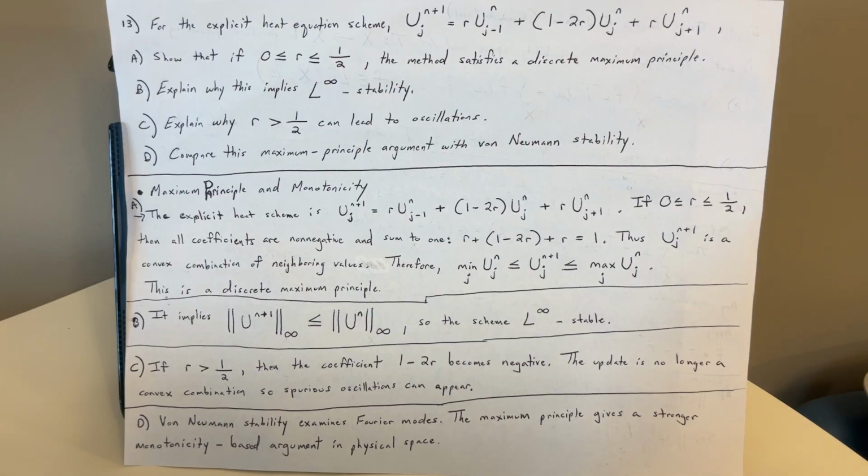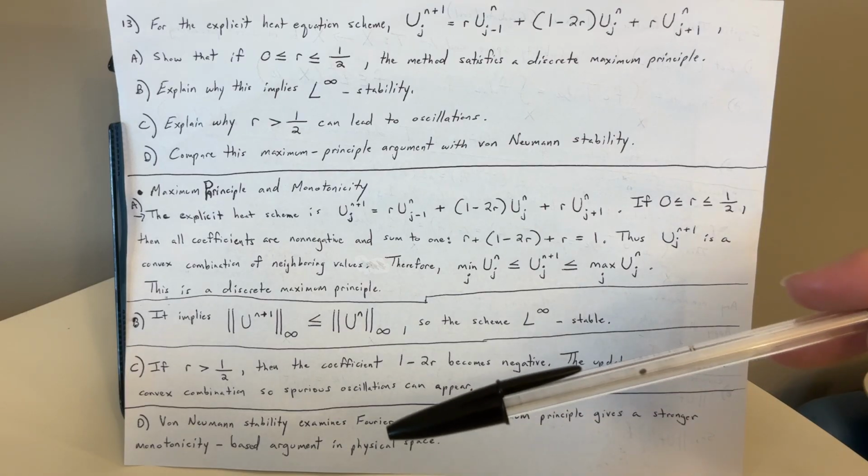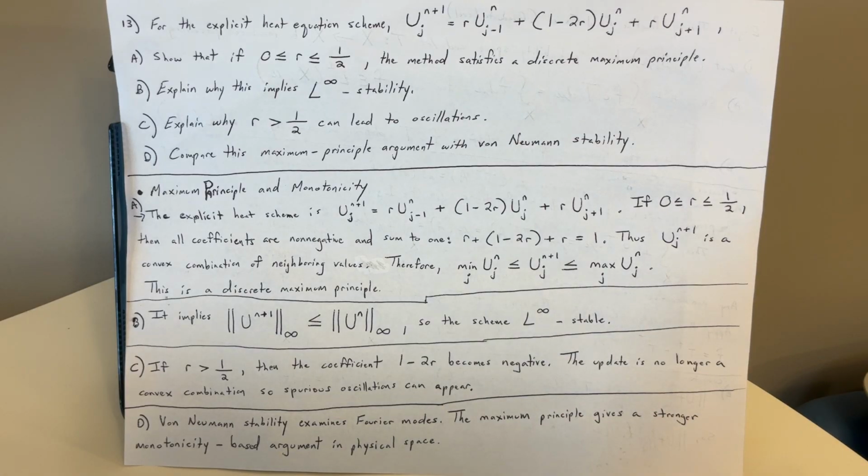And for part D, von Neumann stability examines Fourier modes. The maximum principle gives a stronger monotonicity-based argument in physical space.